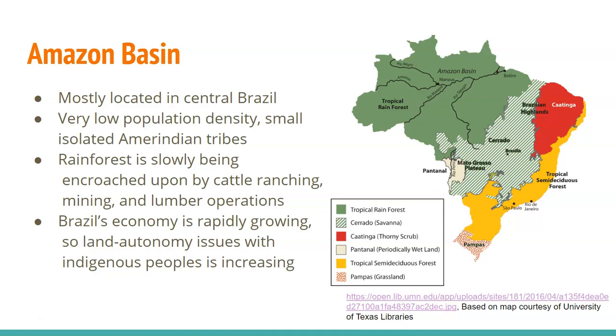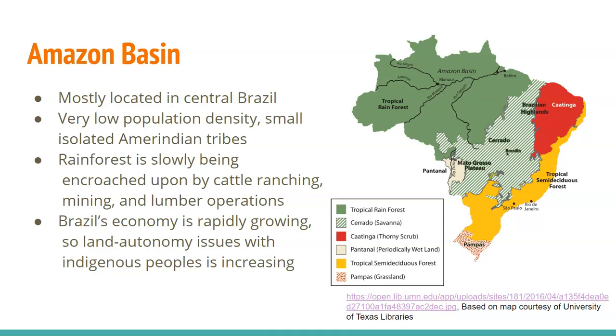Okay. So within the Amazon Basin, we actually have a very low population density. There are lots of small, isolated Amerindian tribes, some of whom are actually highly protected because they have been so isolated from other groups that they don't have immunity to potential diseases. So there are parts of the Amazon that you cannot go to.